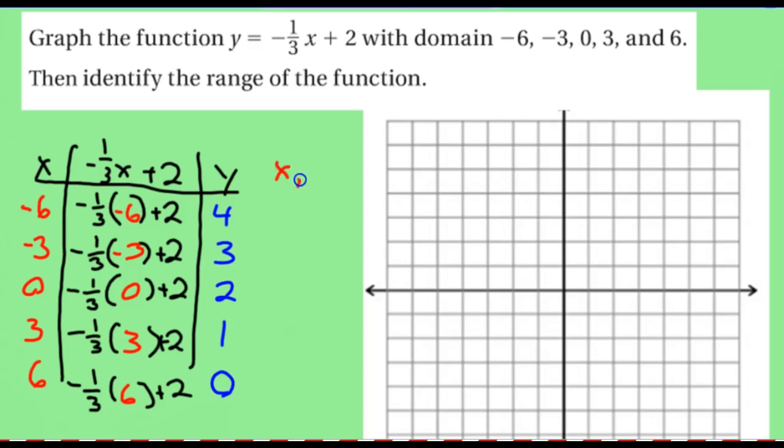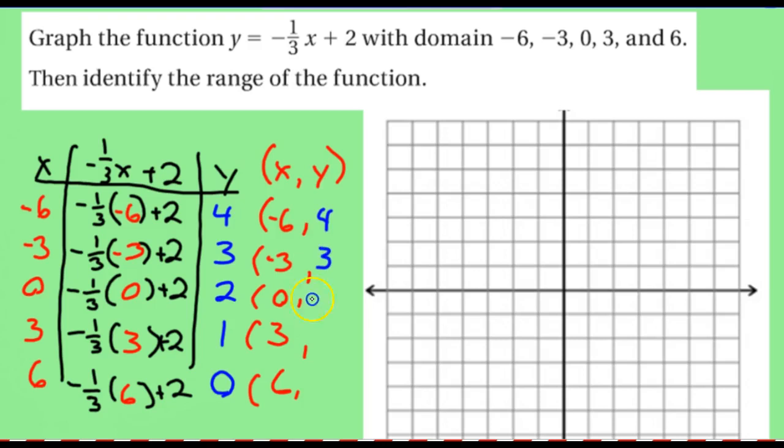So if we have our x and our y, our x's are -6, -3, 0, 3, and 6. Our y's are 4, 3, 2, 1, 0.